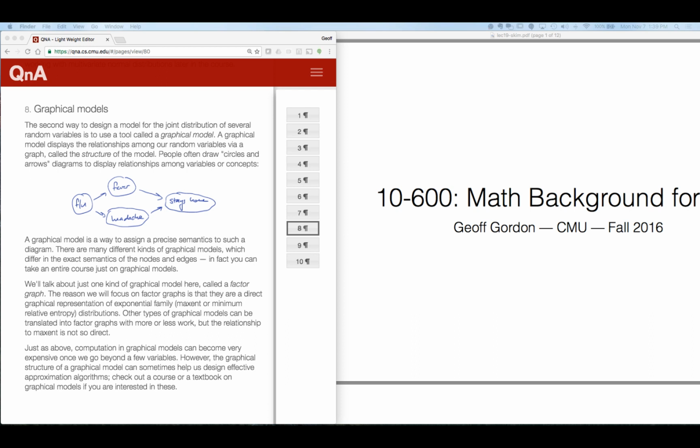There's a question to go over the exercises. Absolutely. Yeah, I think it makes sense to go over them before we start on graphical models. So let me bring up the data files.